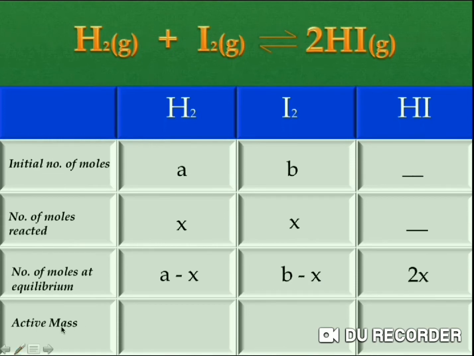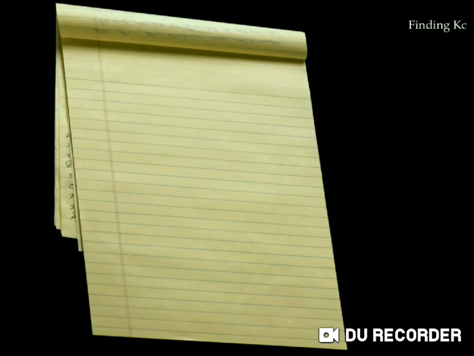Now let us calculate the active moles. Active mass is given by number of moles divided by the volume. So here we are taking the number of moles at equilibrium. So it is A minus X by V for hydrogen, B minus X by V for iodine, and 2X by V for hydrogen iodide. Using these values, we have to find the value of Kc.